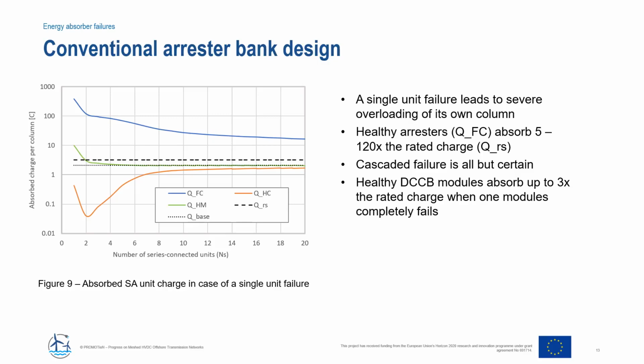At the same time, the failure of one module increases the charge absorption of the remaining healthy modules by a factor of 3. Clearly, there is a major flaw in the conventional energy absorber design because a single unit failure is highly likely to cause the failure of the whole DC circuit breaker. This should not be possible given the importance of DC grid protection for DC grid feasibility.